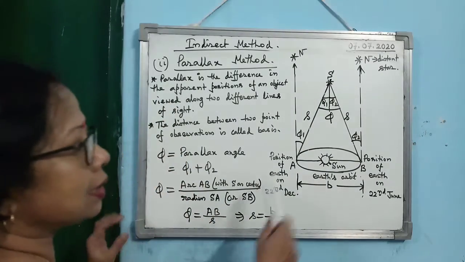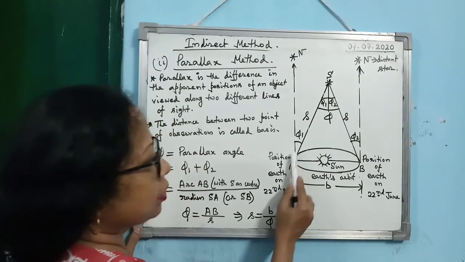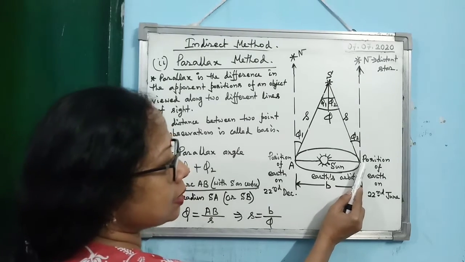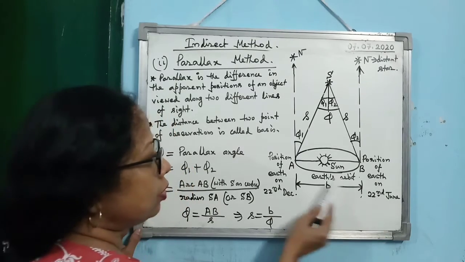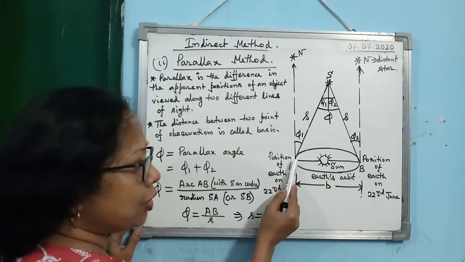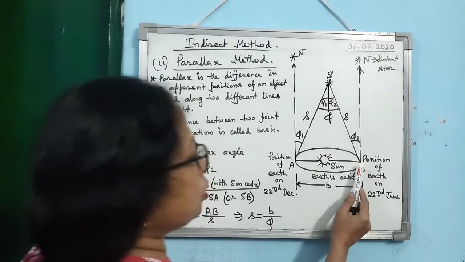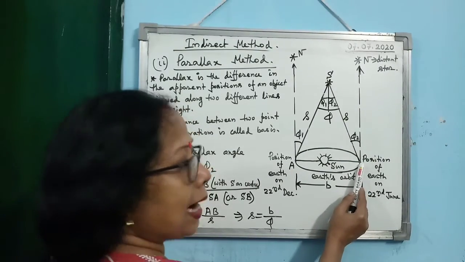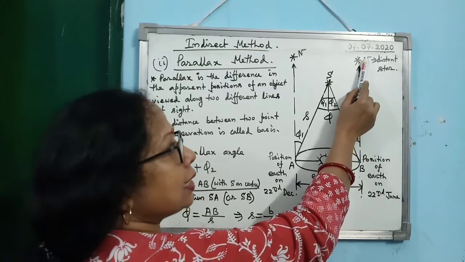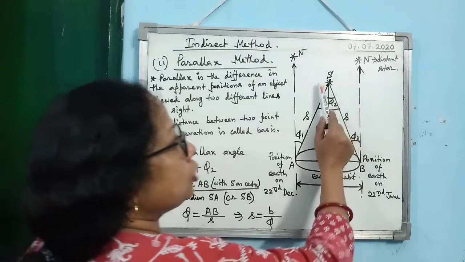Consider this example, then you will understand it better. This is the Earth's orbit. Now, this is the position of Earth on 22nd June, and then the Earth will complete this half rotation and come to the diametrically opposite side on 22nd December. Now, when the Earth is at this position, you focus a telescope on a distant star as well as a nearest star. So you are actually focusing two stars.